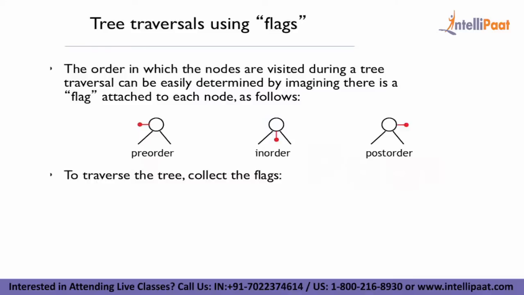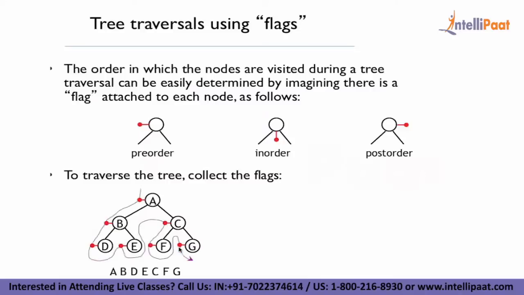To traverse in the above three orders, we need to collect the flags. So if we traverse this way, starting from the root and collecting flags, we will end up on this path. We'll go from A to B, B to D, and D to E, and then A to C, F, and G. This path will be followed.